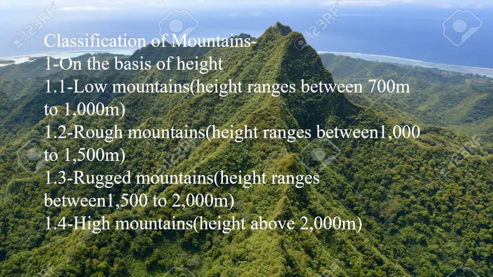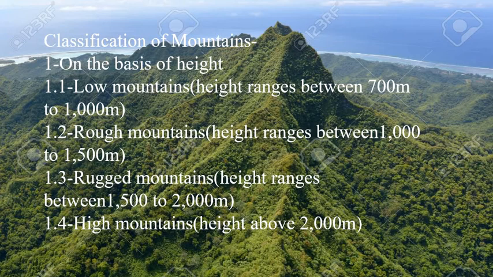Okay. Next one is the rugged mountain. Here the mountain height is in between 1500 meter to 2000 meter. And the last one is high mountains, where the height of mountain is more than 2000 meters. So these are the classification of mountain, that is on the basis of its height, or we just said that on the basis of height mountains are of four types: low mountain, rough mountain, rugged mountains, and finally the high mountains.